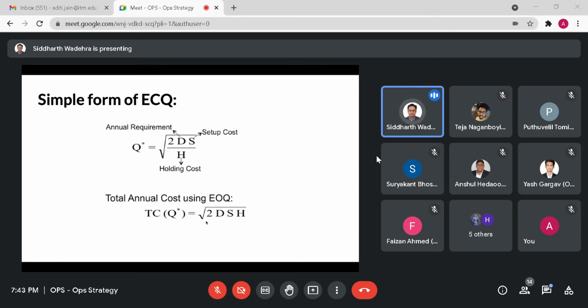Don't worry, we'll be looking through one example and trying to understand this formula in a little more detail. But before we do that, let's understand a little bit more about the square roots in EOQ. What are some of these implications?